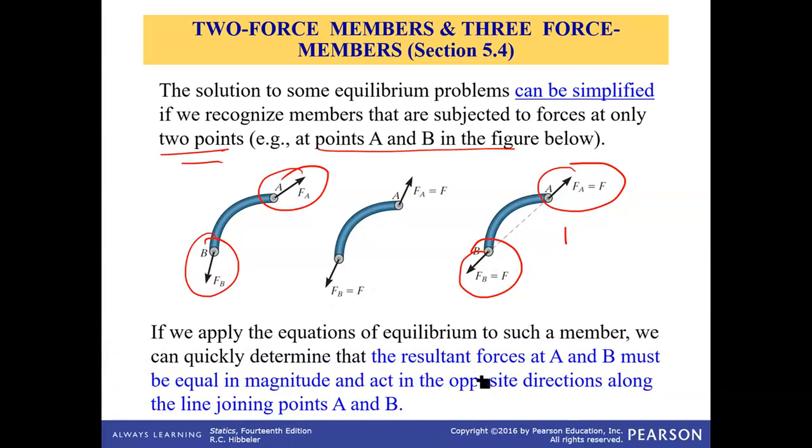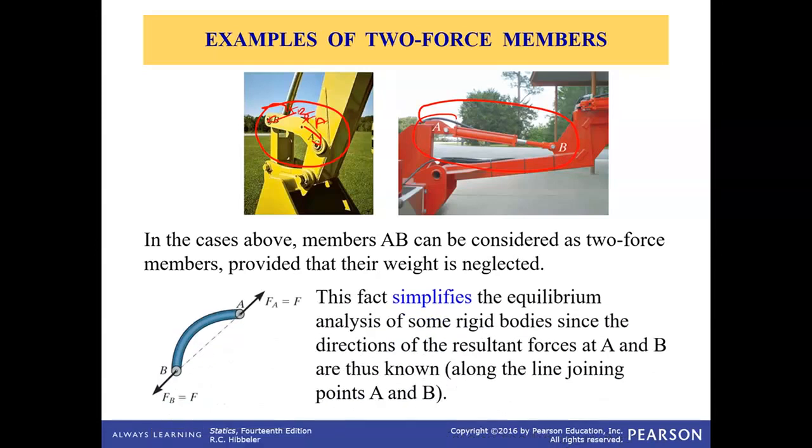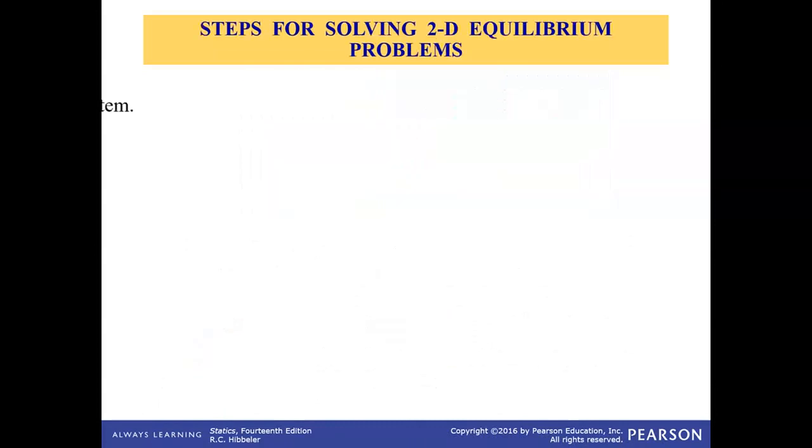If we apply the equations of equilibrium to such a member, we can quickly determine that the resultant forces at A and B must be equal in magnitude and act in opposite directions along the line joining points A and B. So let's look at a few more examples of a two-force member. For example, this bracket here is a two-force member. It has a force at A and a force at B. The hydraulic cylinder here in this machine is also a two-force member because it's being supported at 2 points only and forces are applied at those 2 points. So that helps us to reduce the number of unknowns and solve the equations of equilibrium.